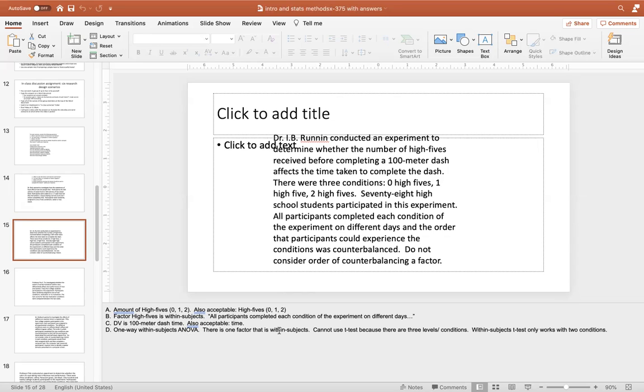There's only one factor, and it is within subjects. And it's important to note here that you cannot use a t-test because there are 3 levels. 3 levels, once again, are 0 high fives, 1 high five, 2 high fives. Therefore, you cannot do a t-test, because t-tests only work when you have 2 conditions. This problem has 3 levels. It's got 1 factor, so you have to use the ANOVA. That factor is within subjects, so you use the one-way within subjects ANOVA. You could also call it a one-way repeated measures ANOVA, because within subjects and repeated measures are synonyms.